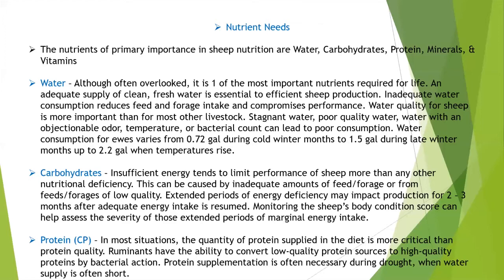Protein, which on the feed label you'll see labeled as CP or crude protein. Typically, the quantity of protein supplied in the diet is more critical than protein quality. Ruminants have the ability to convert lower quality protein sources to high quality proteins by bacterial action. You just got to make sure you get the right quantity in there. Protein supplementation is often necessary during drought, when water supply is often short.